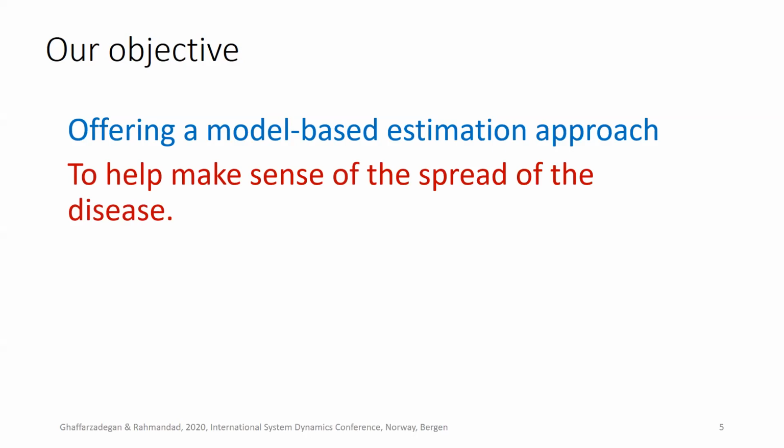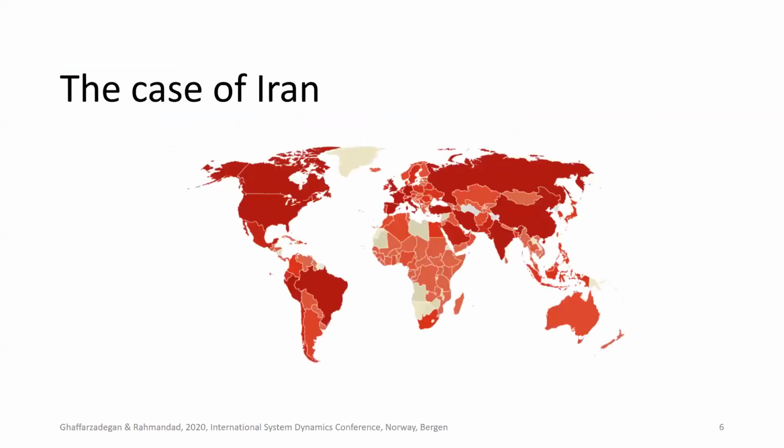So our objective in this project was to offer a model-based estimation approach to help understand the spread of the disease. Given that tests are not perfect, how can we have a model-based estimation that uses all available sources of data and combines them to give a better estimate of the situation?